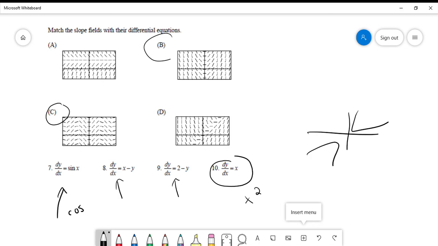So I just wanted to give you a heads up. You're going to get some practice with slope fields tonight, and that should get us a good start. We'll stop there.